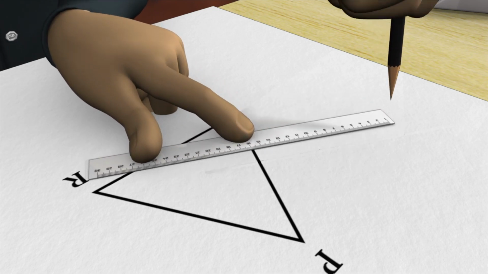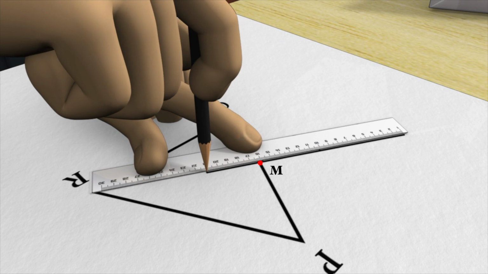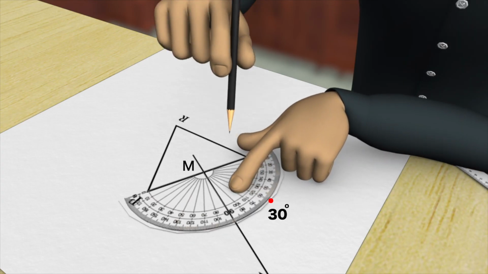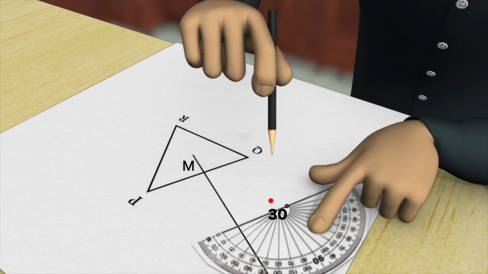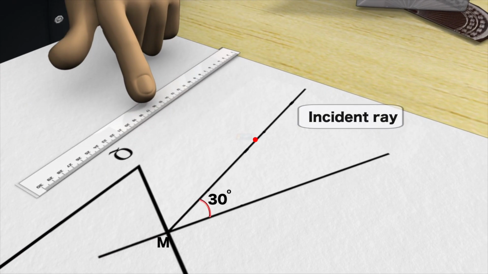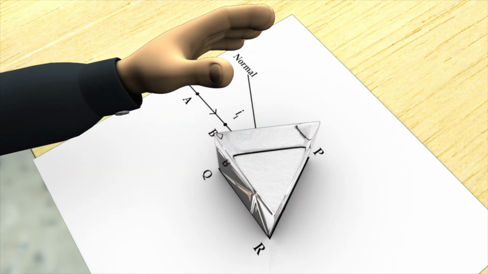Mark M on the side of PQ and also draw a perpendicular to PQ at M. Draw a line with 30 degrees to the normal at M with a protractor. This line denotes the incident ray. Place the prism in its position again.